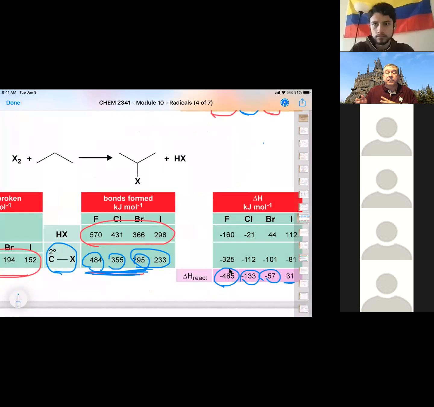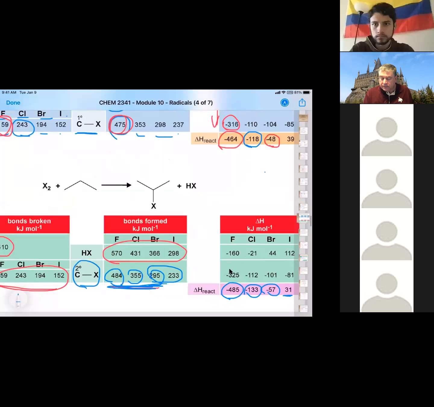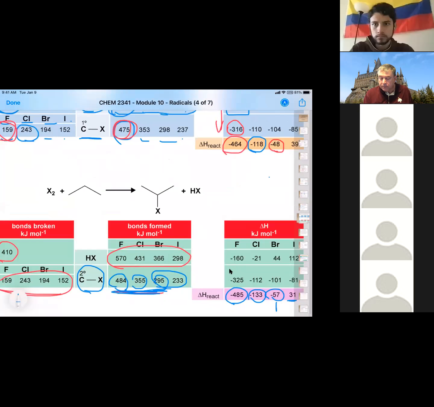So the iodine doesn't work at all on the secondary either. Notice that it's more exothermic on the bromine, a little more exothermic on the chlorine, and a little more exothermic on the fluorine. So in theory, the secondary is favored thermodynamically because it gives the more stable thermodynamic product. That means we must also have a kinetic component associated with it.